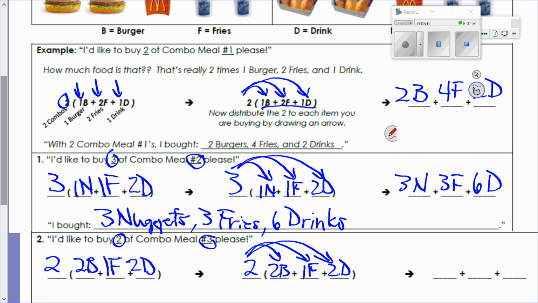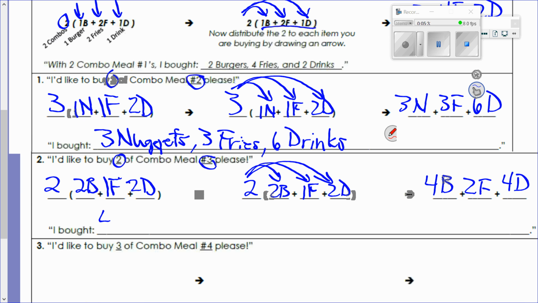So 2 of 2 burgers means I end up with how many burgers? 4 burgers. 2 of 1 fry means I get, 2 orders of 1 fry. That's 2 fries. Someone was saying 3, but it's 2. 2 orders of 2 drinks is 4 drinks. So in the end, I bought 4 burgers, 2 fries, and 4 drinks.